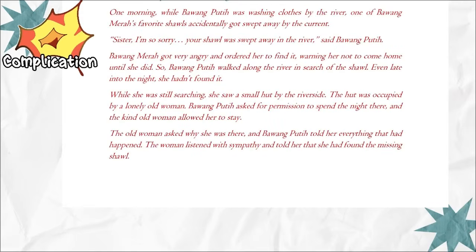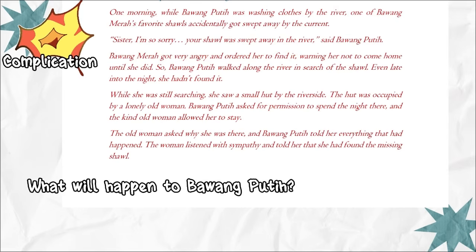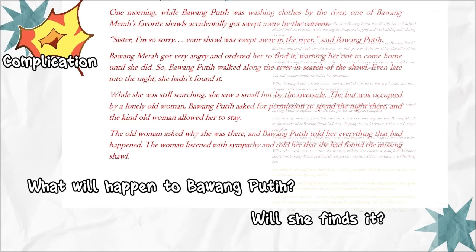This is the complication. Here's where the problem starts. One day, Bawang Merah's shawl gets swept away by the river current, and Bawang Merah blames Bawang Putih. She orders her to find it and won't let her come home until she does. This is the problem that sets everything in motion. Now we're wondering, what will happen to Bawang Putih? Will she find the shawl? The complication is basically the problem that makes the story interesting.